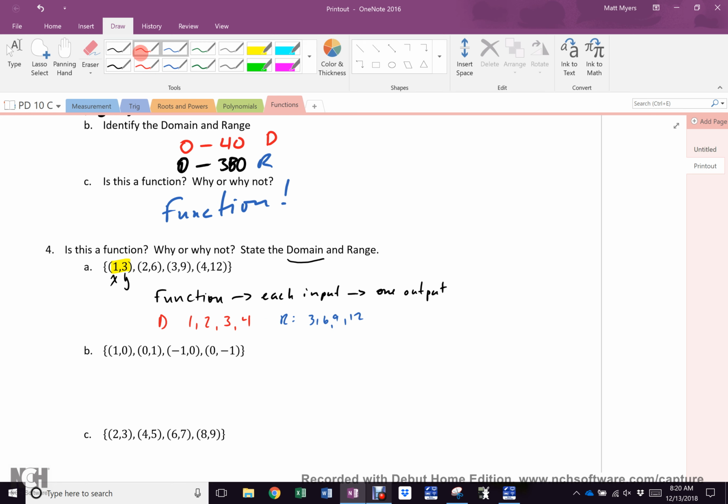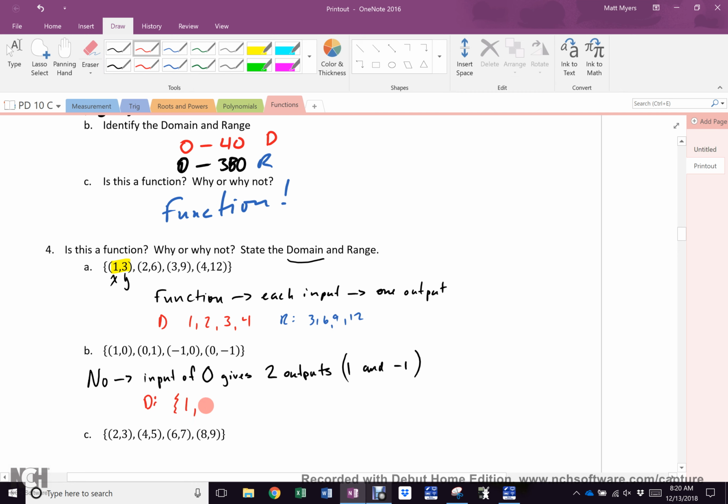4b, function or not? No. Why? Input of 0 gives how many outputs? 2 outputs. What are they? 1 and -1. Everybody understand? What's the domain? 1, 0, -1. You do not need to write 0 twice because it is just a single value.